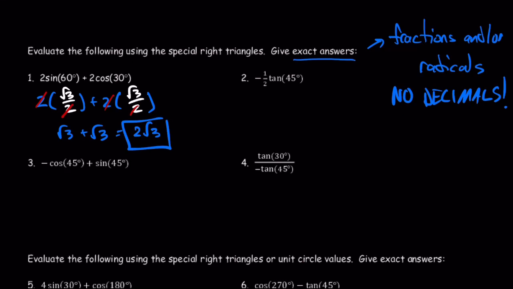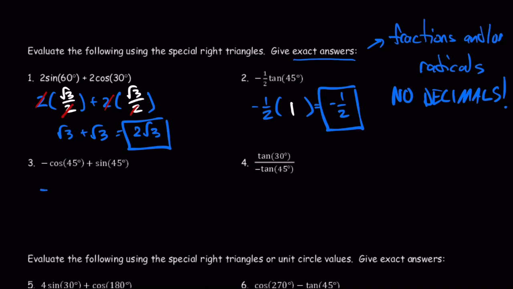Negative 1/2 tangent 45. Tangent 45, that's an easy one. It's an isosceles triangle, so that's just 1. Negative 1/2 times 1 is just negative 1/2. So as long as you know those trig ratios, these are really pretty simple.